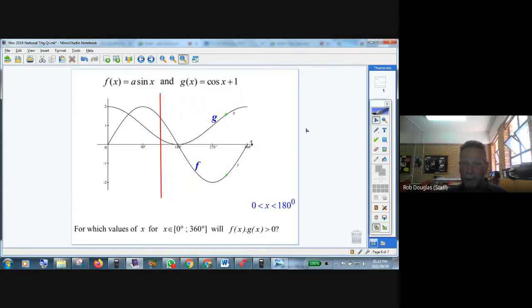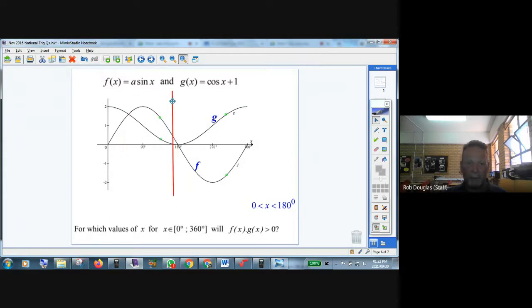But whoa, let's stop right here. There, F is positive, G is positive. When we multiply them together, it's going to be a positive number. And that's true if they're on the same side of the x-axis. But right at 180, it equals 0, so it won't be greater. And right at 0, it will equal 0. So the answer is anywhere between the 180 and the 0.